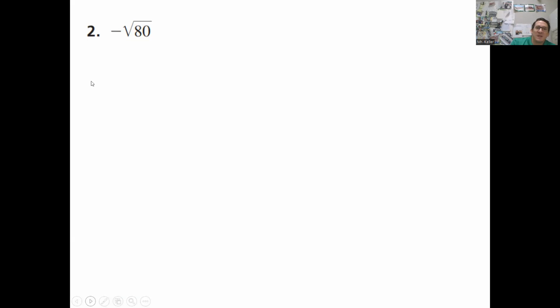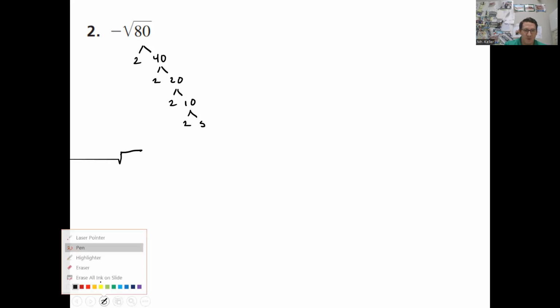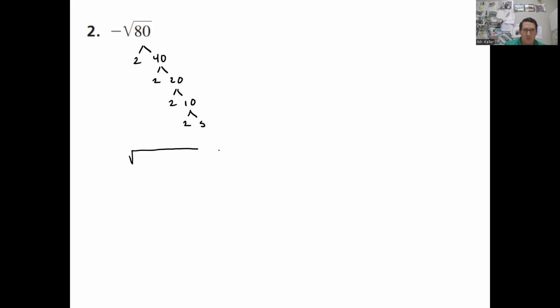Negative 80, we don't even really need to worry about the negative. We just can't forget it at the end. So I'm going to factor this. 80 is 2 times 40. 40 is 2 times 20. 20 is 2 times 10. 10 is 2 times 5. And then those aren't going to factor anymore. So I have 1, 2, 3, 4 2s and 1 5. Let me fix that before I get too far. So 2, 2, 2, 2, and a 5.